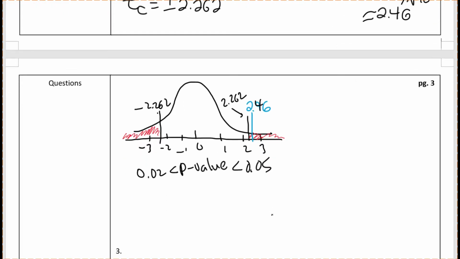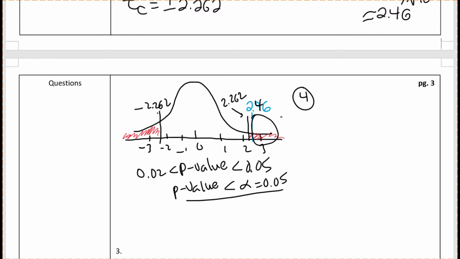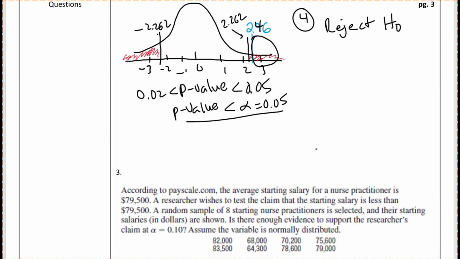All right, and then if we were to look at the decision-making process, well, the p-value is clearly less than alpha, because alpha is 0.05, which means we reject. Okay, so step 4 in our decision-making process, regardless of which method we use, we reject. All right, and then step 5, we write our summary.